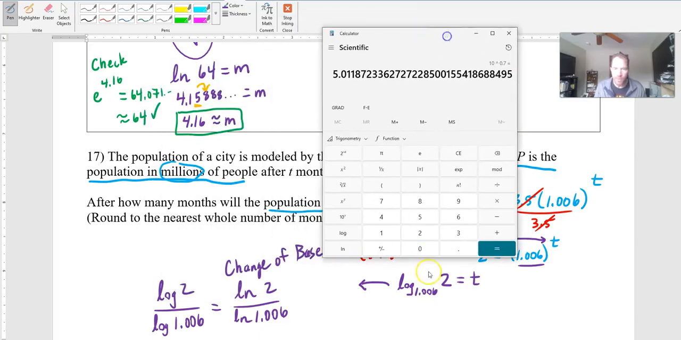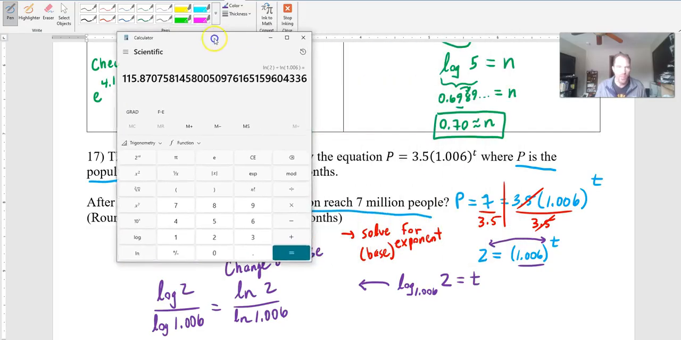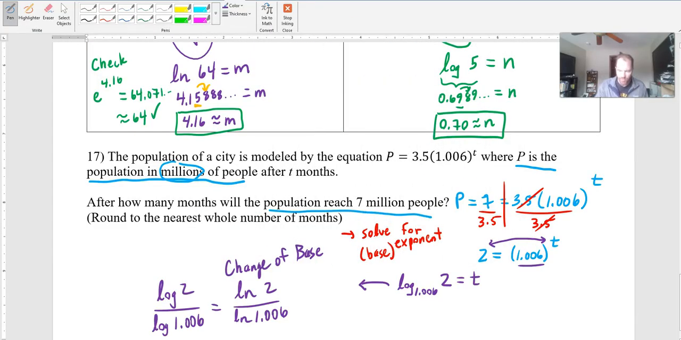So let's see what we're doing. If we do the common logarithm of 2 and divide by 1.006's common logarithm, we get 115.87, roughly. If we do the natural logarithm of 2 divided by the natural logarithm of 1.006, we get the same thing, 115.87 something.